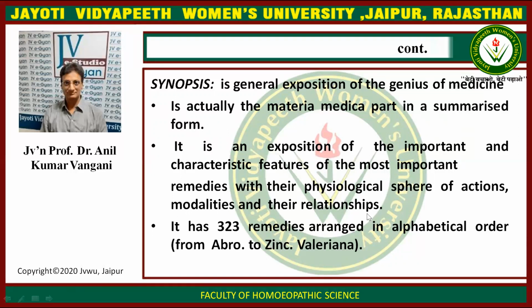modalities, and the relationship. So you will get at the top of each medicine described physiological sphere of action, modalities, and the relationship. It has 323 remedies arranged in alphabetical order, from Abrotenum to Zincum valeriana.